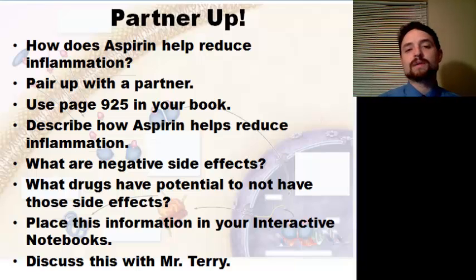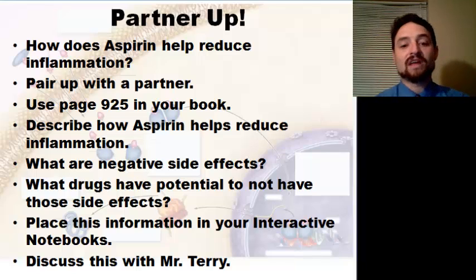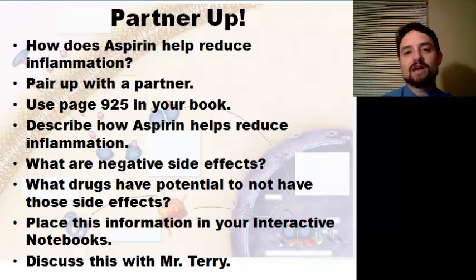Pair up with a partner. Use page 925 in your book. Describe how aspirin reduces inflammation. What are the negative side effects? What drugs have potential to not have these negative side effects? Place all of this in your interactive notebook and discuss this with me. So right now would be the time to pause this until this part has been done.